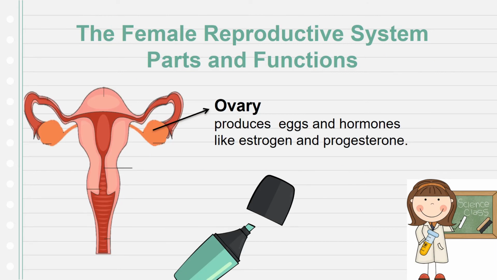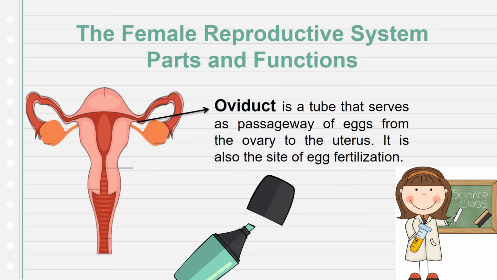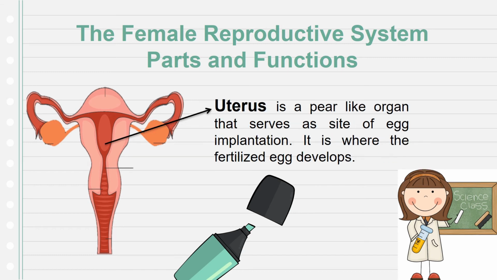The ovary. The ovary produces eggs and hormones like estrogen and progesterone. Oviduct. Oviduct is a tube that serves as passageway of eggs from the ovary to the uterus. It is also the site of egg fertilization.